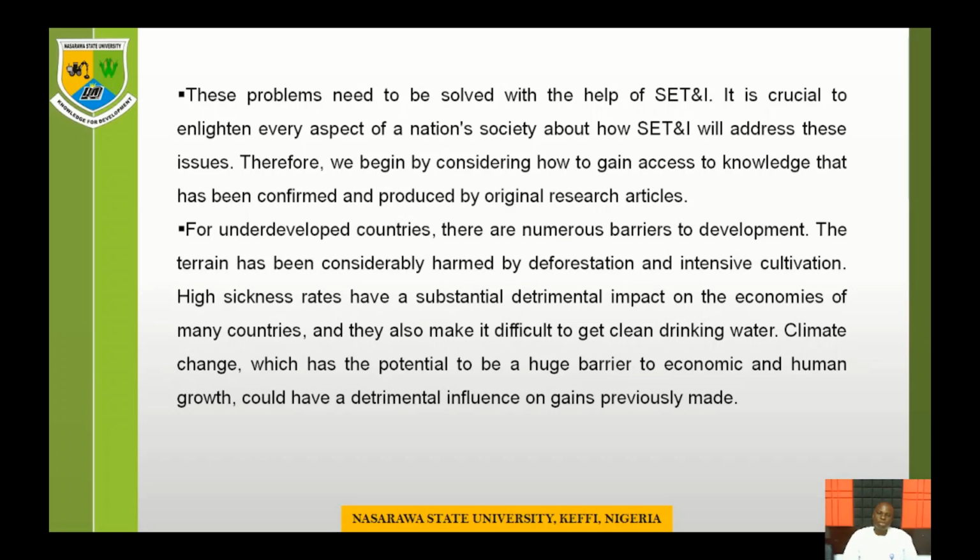The terrain has been considerably harmed by deforestation and intensive cultivation. They are faced with high sickness rates. They have a substantial detrimental impact on the economies of many countries, and they also make it difficult to get clean drinking water. Climate change, which has the potential to be a huge barrier to economic and human growth, could also have a detrimental influence on the gains that we have previously made.